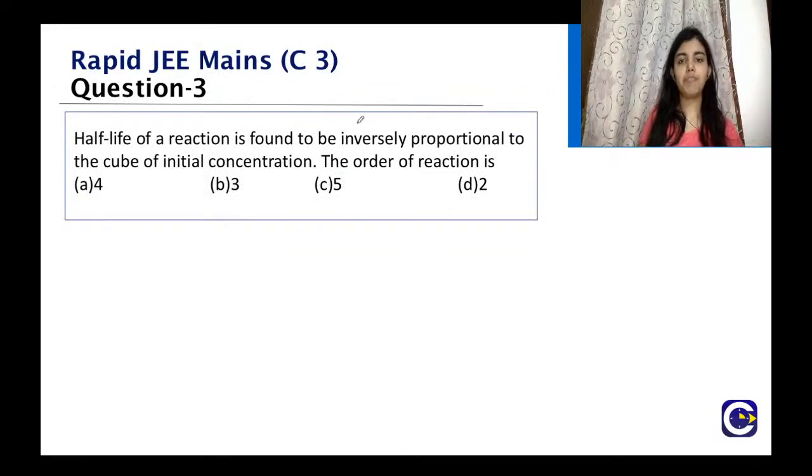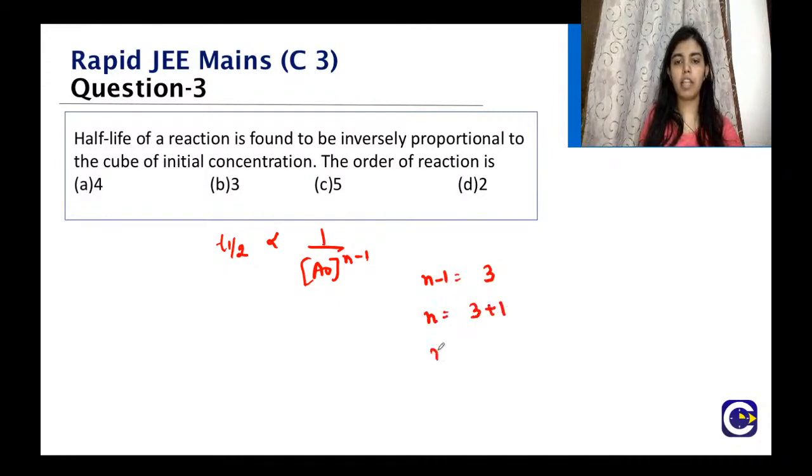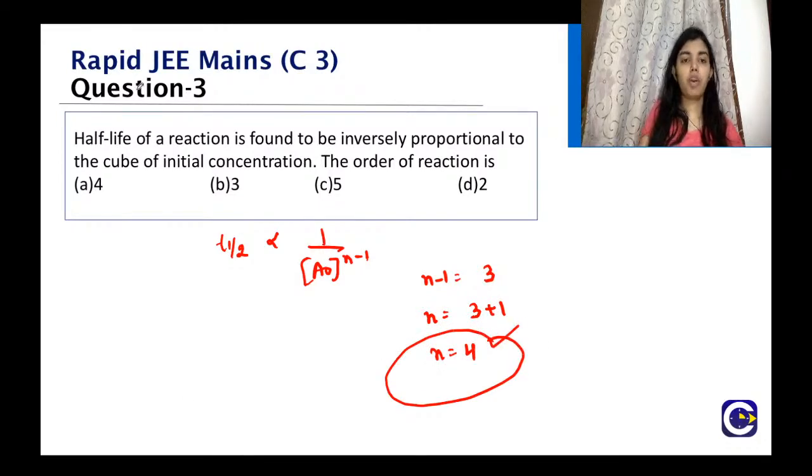Half-life of a reaction is found to be inversely proportional to the cube of initial concentration. The order of the reaction is? Now we know that half-life is directly proportional to 1 upon A naught raised to the power n minus 1. Now this value is already given as cube. That means n minus 1 equals what? 3. So n will be equal to 3 plus 1, that is equal to 4. Right. So for question number 3, the order of the reaction is found out to be 4.